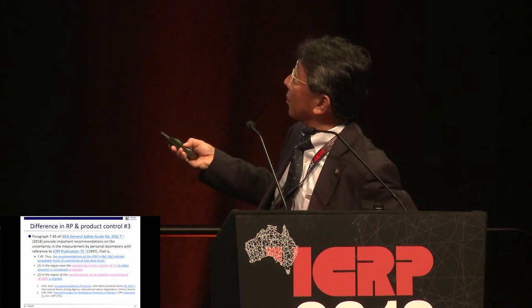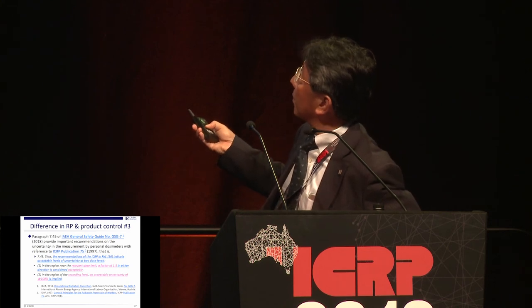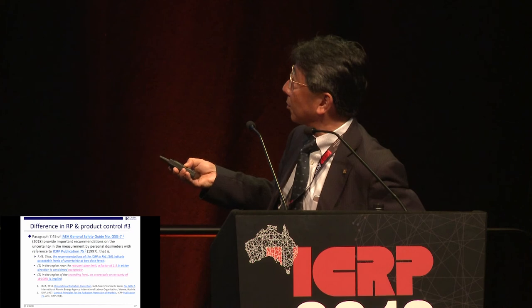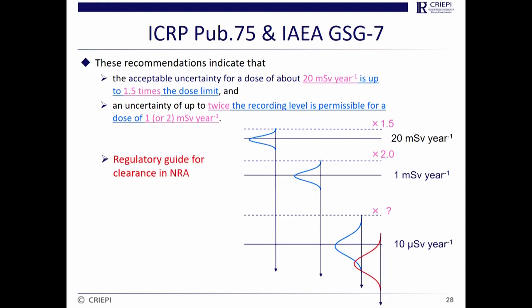In the region of the recording level, meaning 1 or 2 millisievert per year, an acceptable uncertainty of plus or minus 100% is implied. So if it is 20 millisievert per year here, a 1.5 times uncertainty exceeding this level is acceptable. In this case, it's 2 times. In the case of 10 microsievert per year, there is no number, but please consider it by yourself. In the case of the regulatory guide for clearance in NRA, it is here.